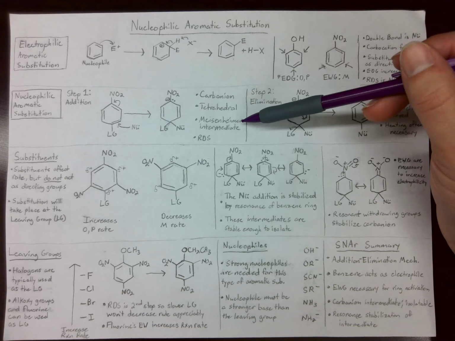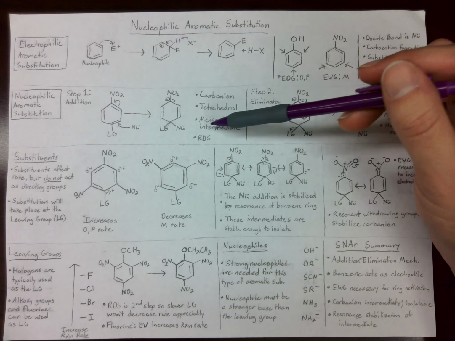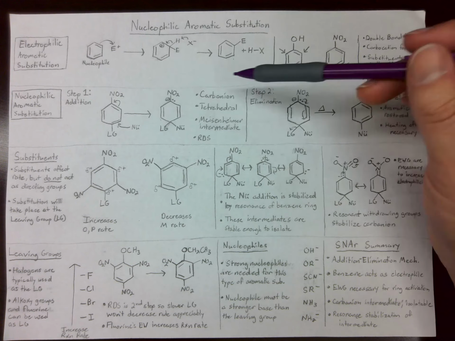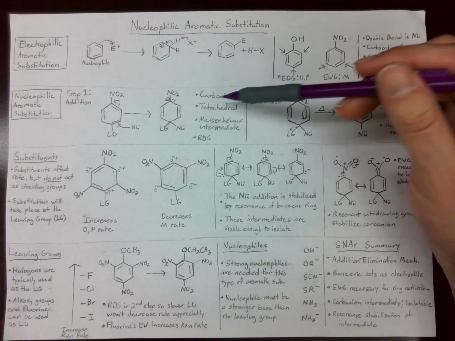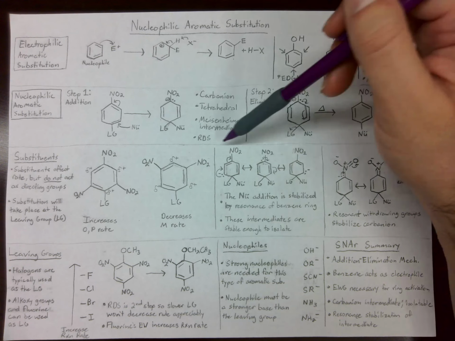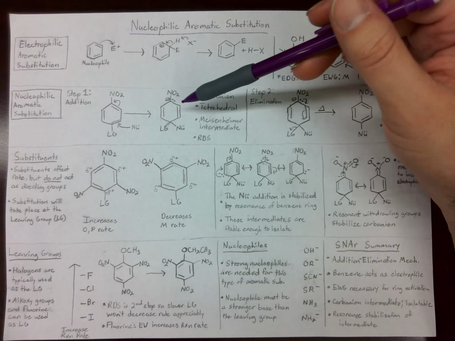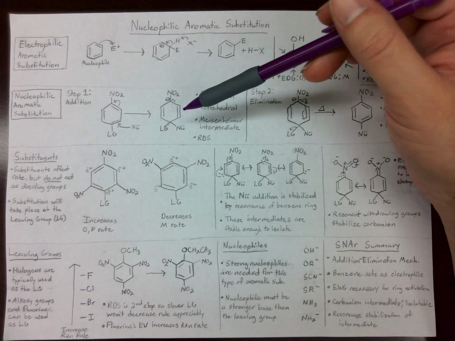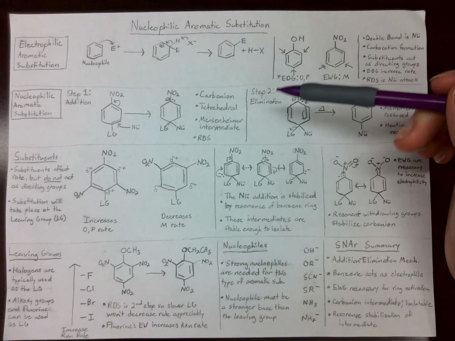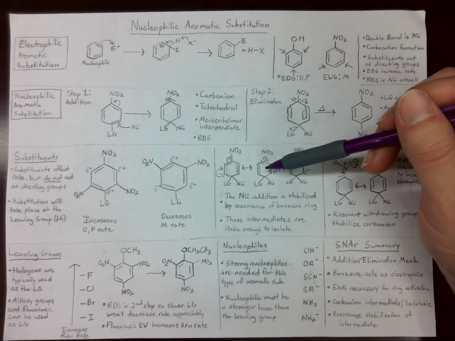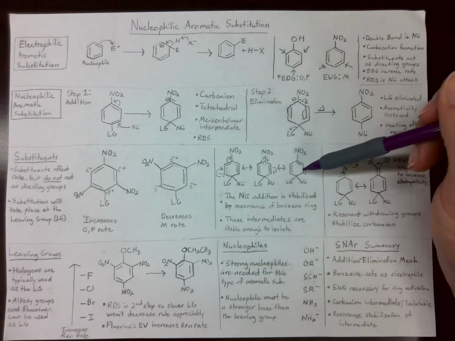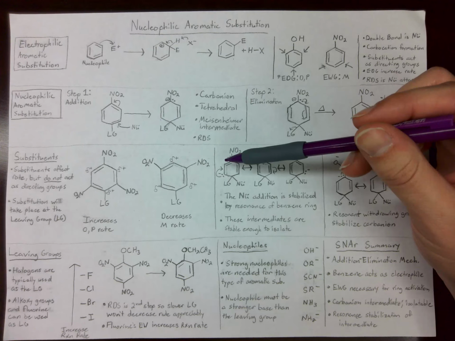So Meisenheimer was a chemist who helped prove the mechanism for this reaction, because he was able to isolate these intermediates at very low temperatures. So the resonance stabilization allows for this to take place.